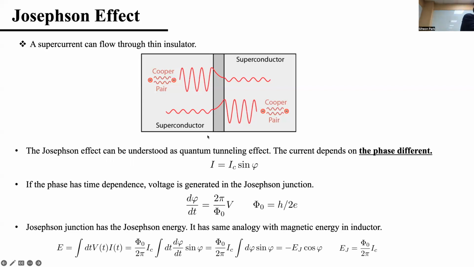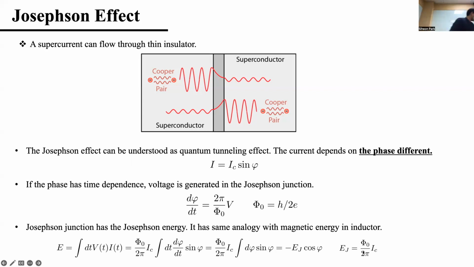And the Josephson junction has the Josephson energy. This is analogous to the magnetic energy in the solenoid. This is just the power of the electric field. And by using the definitions, we can write this integral. The integral of sine is just cosine. This is just the Josephson energy.